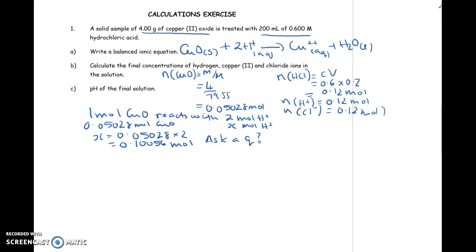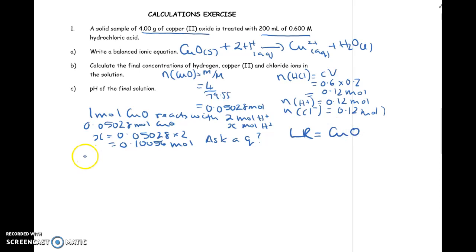Now at this point in time I'm going to ask a question, and the question is, do I actually have 0.10056 moles of hydrogen ions? And if I go back here and have a look at what I've actually got, 0.12, so I've got plenty. So that means the limiting reagent is the copper oxide. Now we can get on and find the concentration of all the ions.